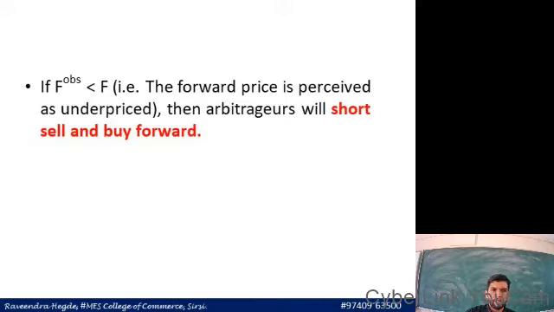If the observed price F_obs is less than F, then we say the forward price is perceived as underpriced. The forward price is considered underpriced. Then arbitrageurs will short sell and buy forward. So whenever the forward price is underpriced, whenever F_obs is less than F, the arbitrageurs will short sell first and then buy forward.